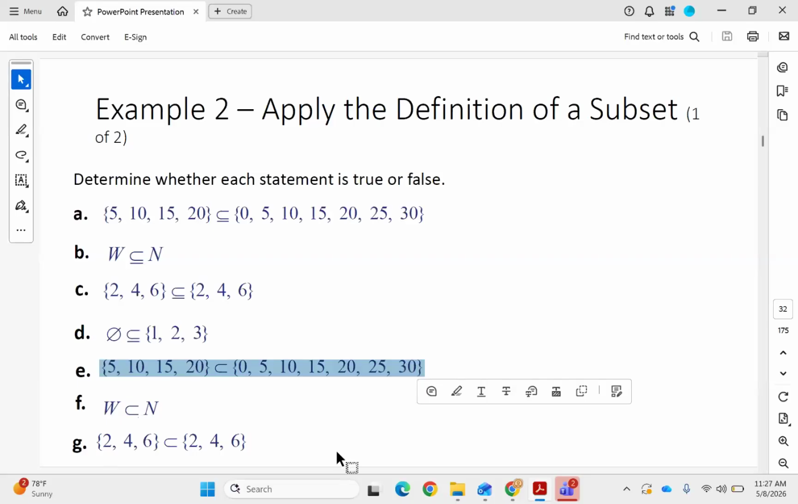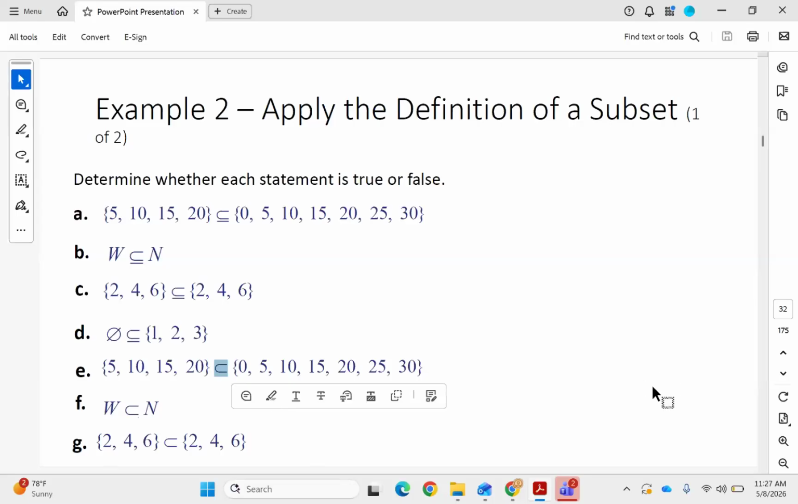Now, let's check. This is actually true as well. It's exactly the same thing as A, but notice that the symbol has changed. Now, it is still true because each of these numbers is on the right, and also they are not equal. So when we put this symbol, it's easier to remember that the set on the left is strictly smaller than the one on the right. And we can see that right away because the set on the right has more numbers that are not on the left.